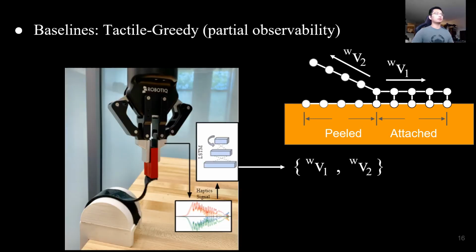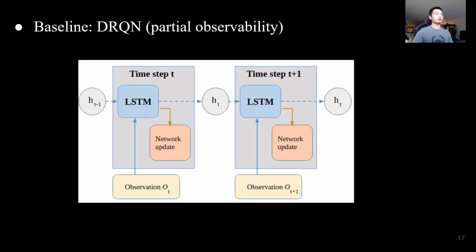Following this idea, we also studied whether it is possible to infer such information from tactile feedback as well. We used a recurrent network to process the tactile input and predict the peeling boundary vectors V1 and V2. We call this method tactile greedy. Now, let's go back to the partial observability scenario with tactile observations as input.